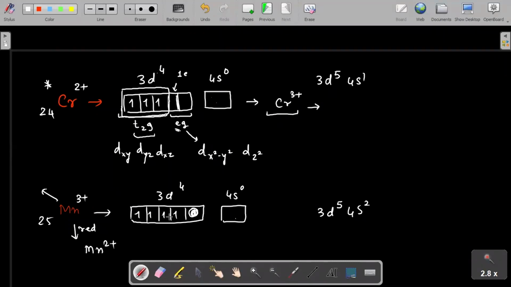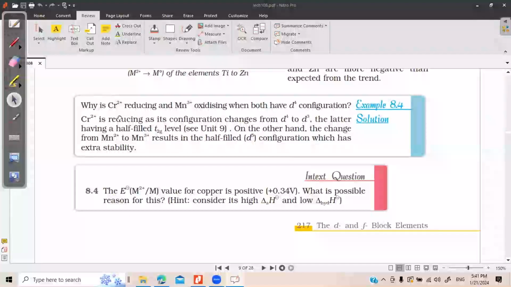Then say Mn4+. I can take out this electron. So if I take out one more electron, I will get a stable T2g configuration. In that case, I will have the Mn4+ configuration. So Mn has both the tendencies, to go down to +2 and to go up to +4. Further, it can also show the oxidation state +7. So here Mn can be easily reduced and easily oxidized, whereas in case of Cr, it is reducing only.